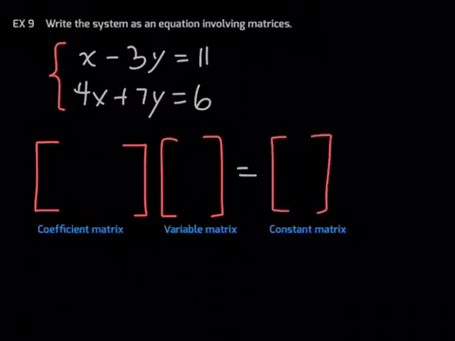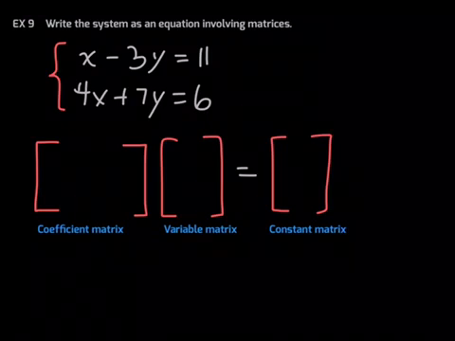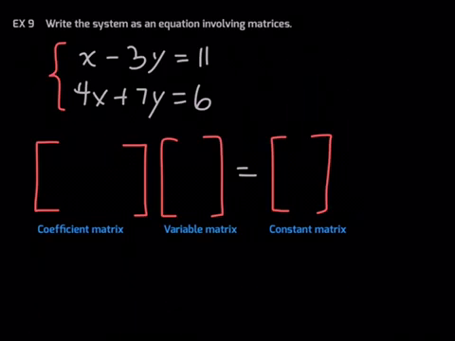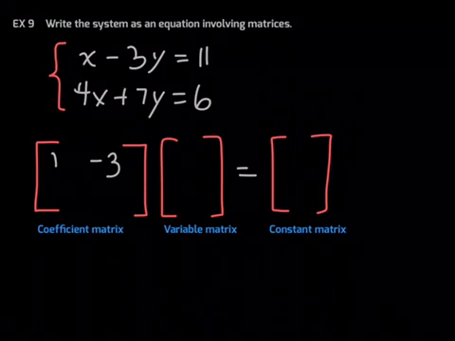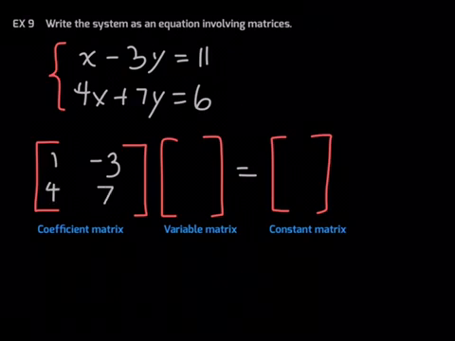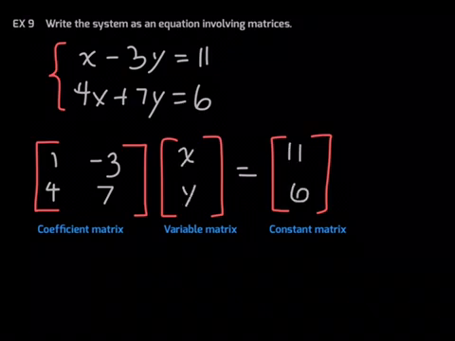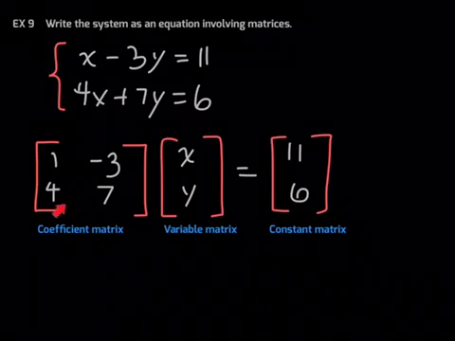All right, so all we have to do is fill it in. What are your coefficients in the first row? Your variable coefficients in the first row. 1, -3. That's right. 1 and -3. What are your coefficients, variable coefficients in the second row? 4 and 7. Your variables are x and y, and your constants are 11 and 6. There it is. This matrix equation represents the system. Very good.